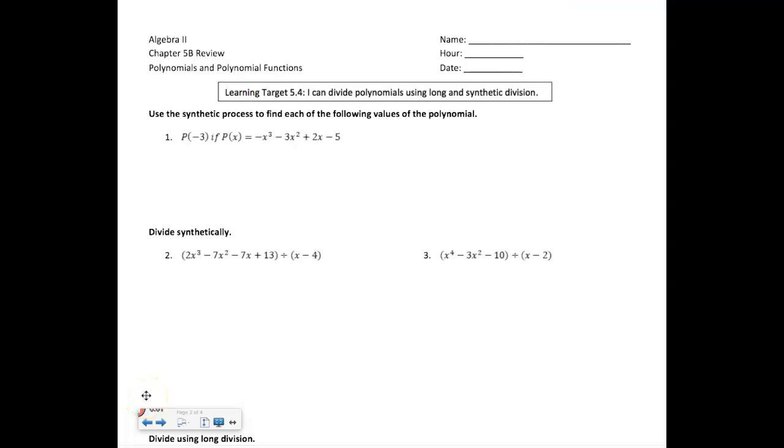Okay, we are on our 5B practice test. Step 1, or number 1, we're going to use synthetic division. Reminder, that's where we take whatever is in our parentheses, and that's what we're going to synthetically divide. Do we flip our sign? No, so I'm just going to bring down -3.